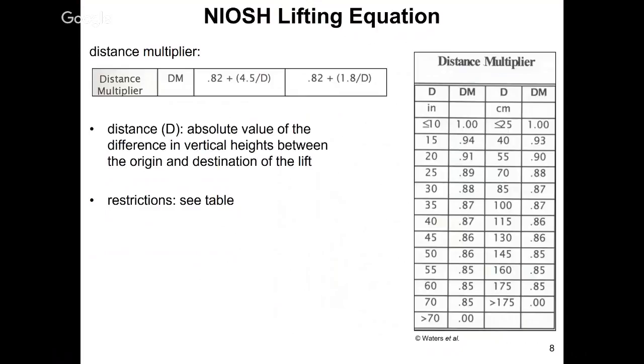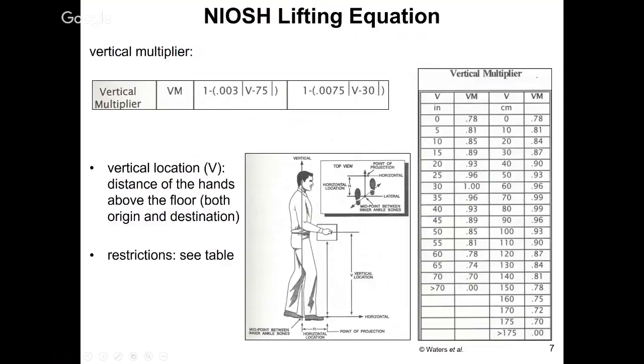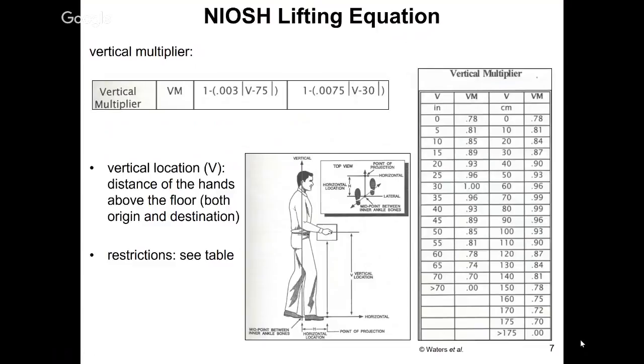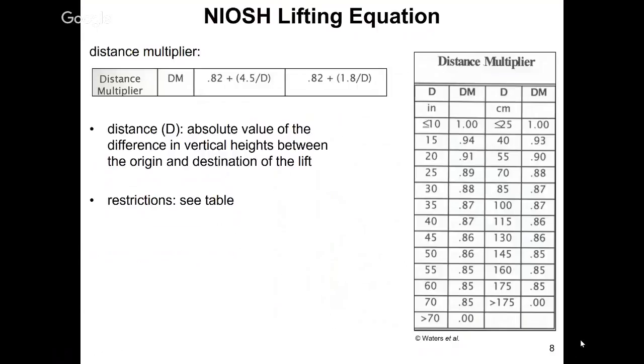The distance is, I can go back to the figure, the distance that the box is lifted vertically. So you can imagine often this will be the same as V. And a lot of times it will be, but it's the absolute value of the difference in vertical heights. So you could do it for lowering as well, and not get a negative number.